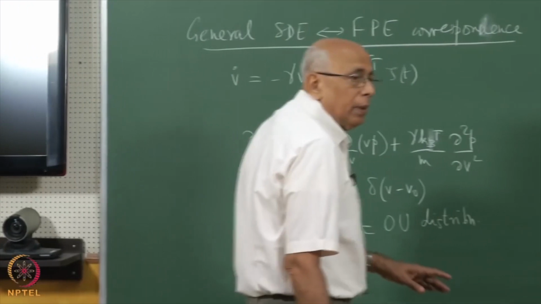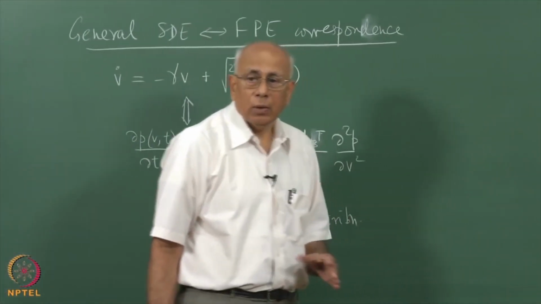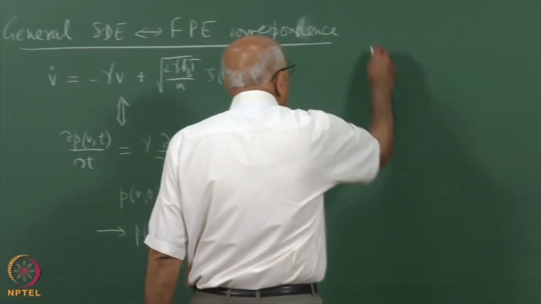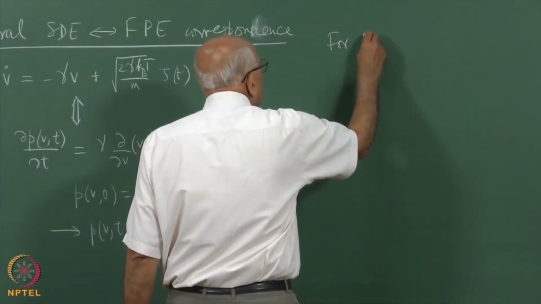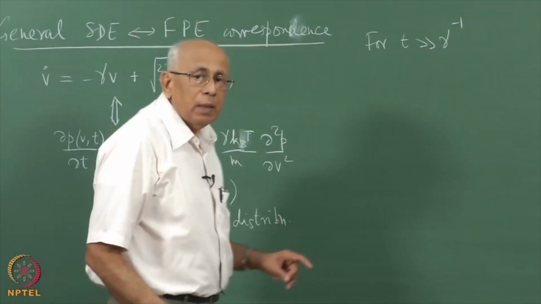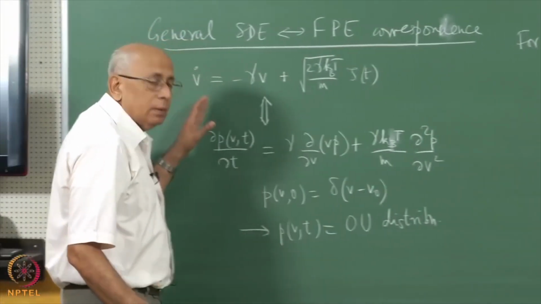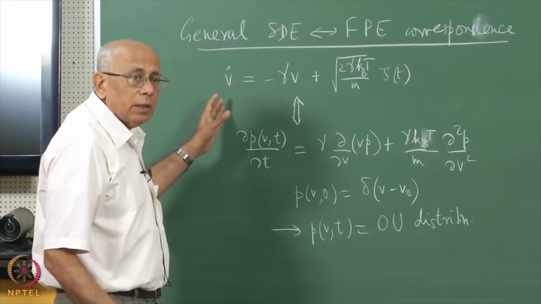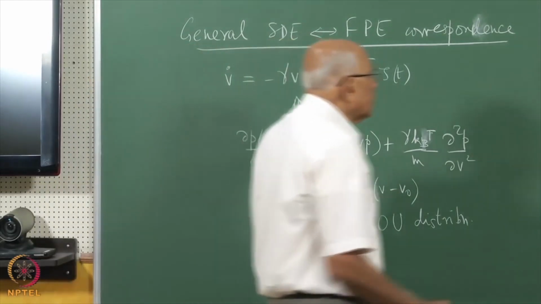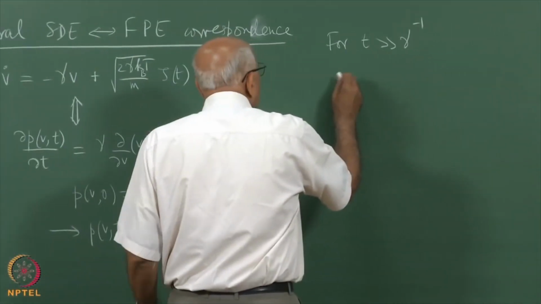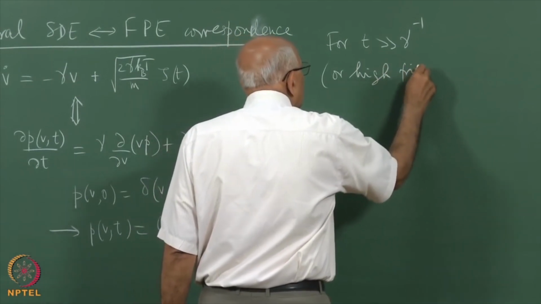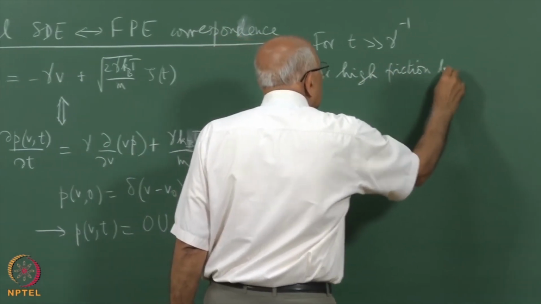We also saw what happened if you assume the velocity to be a delta correlated process. Then we were in the diffusion regime. So, we saw that for t much greater than gamma inverse, which we could implement by actually going back to this equation and then throwing out the inertia term and retaining just this term here, right, in which case we had a high friction limit.